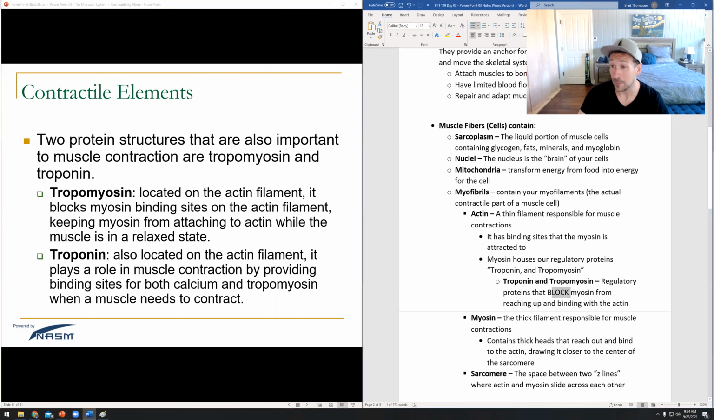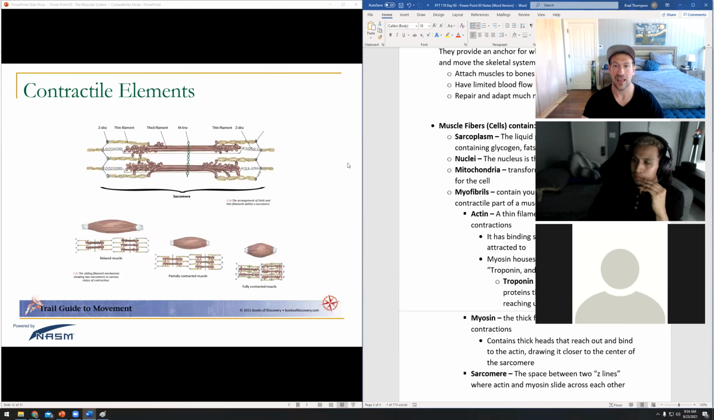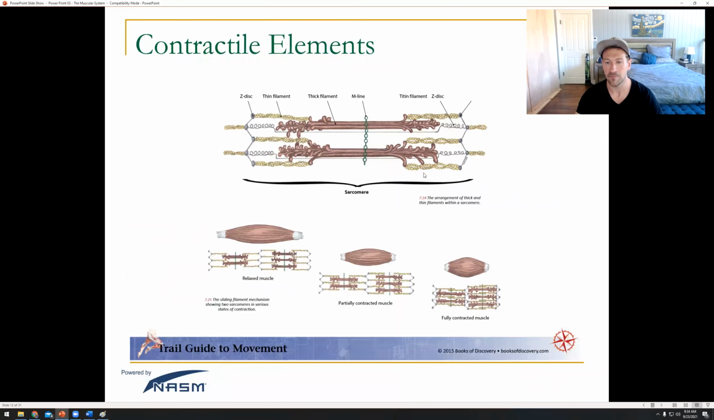And that is what happens in every single muscle contraction you've ever made. That's happening in every one of your muscle cells every time they contract. So again, this is what that looks like. Here's a different view, this is what it looks like in the Trail Guide to Movement book. So you can see the thick filament, right? It's got all the heads on it. That's the myosin.